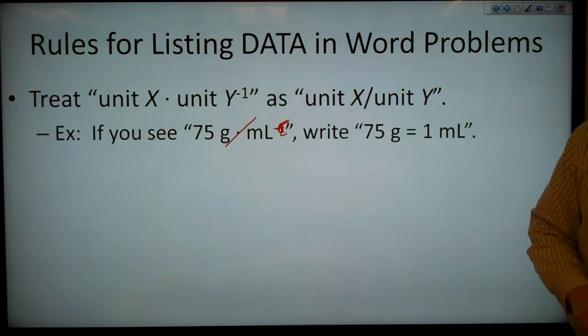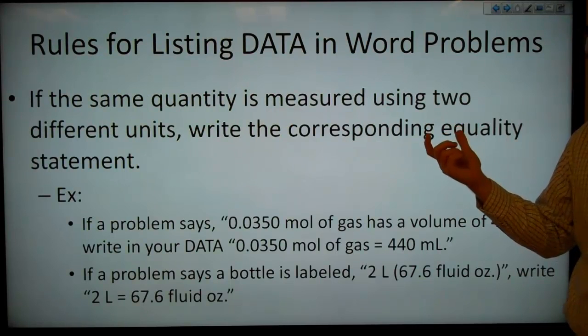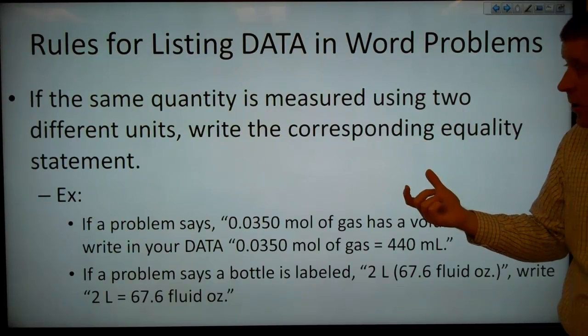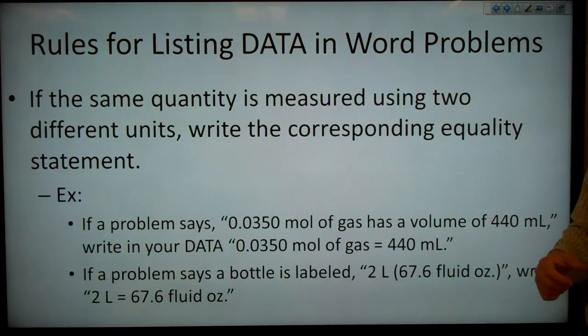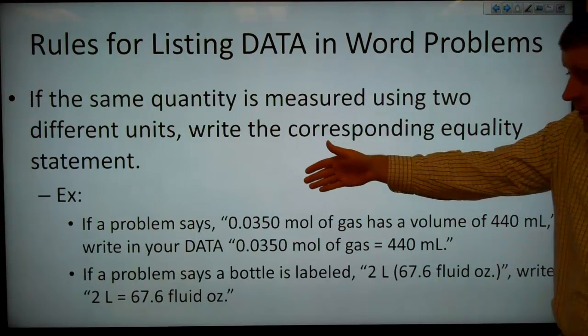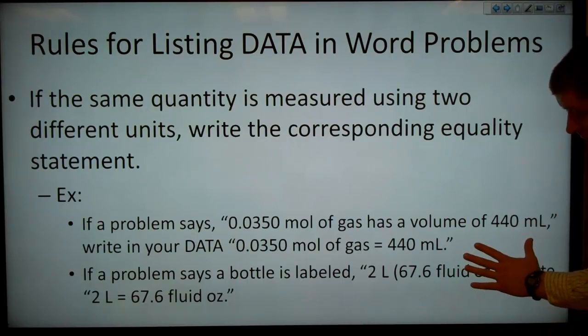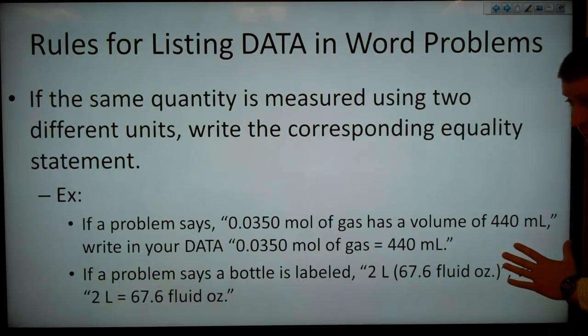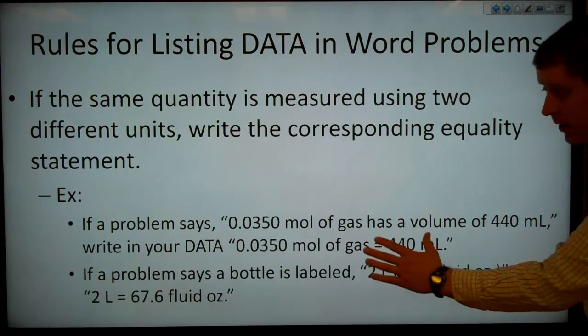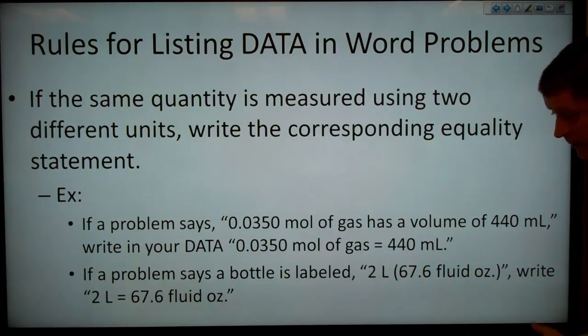If the same quantity is measured using two different units, then we want to write the corresponding equality statement. For example, if a problem says 0.0350 moles of gas has a volume of 440 milliliters, then in the data section, you want to write 0.0350 moles of gas equals 440 milliliters of gas.